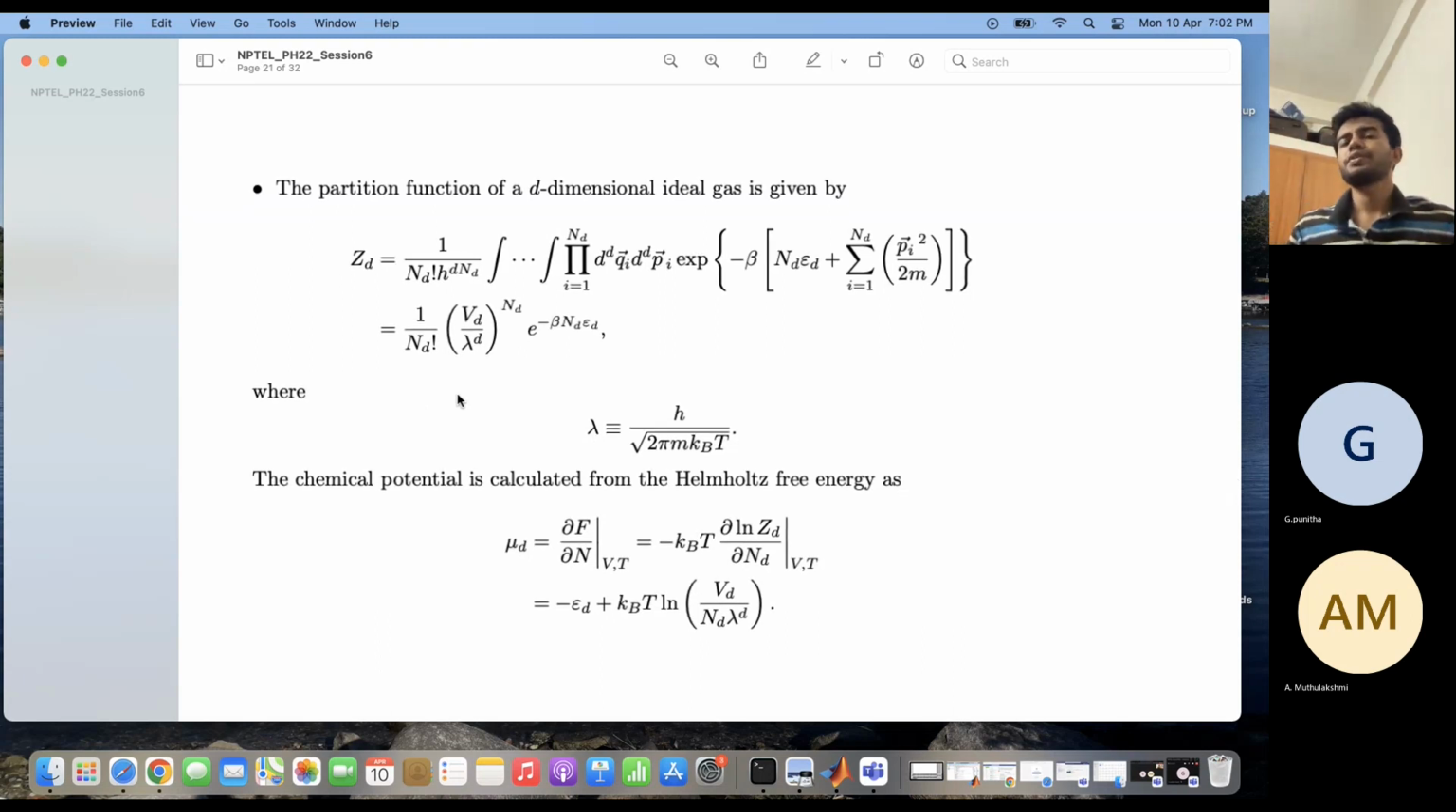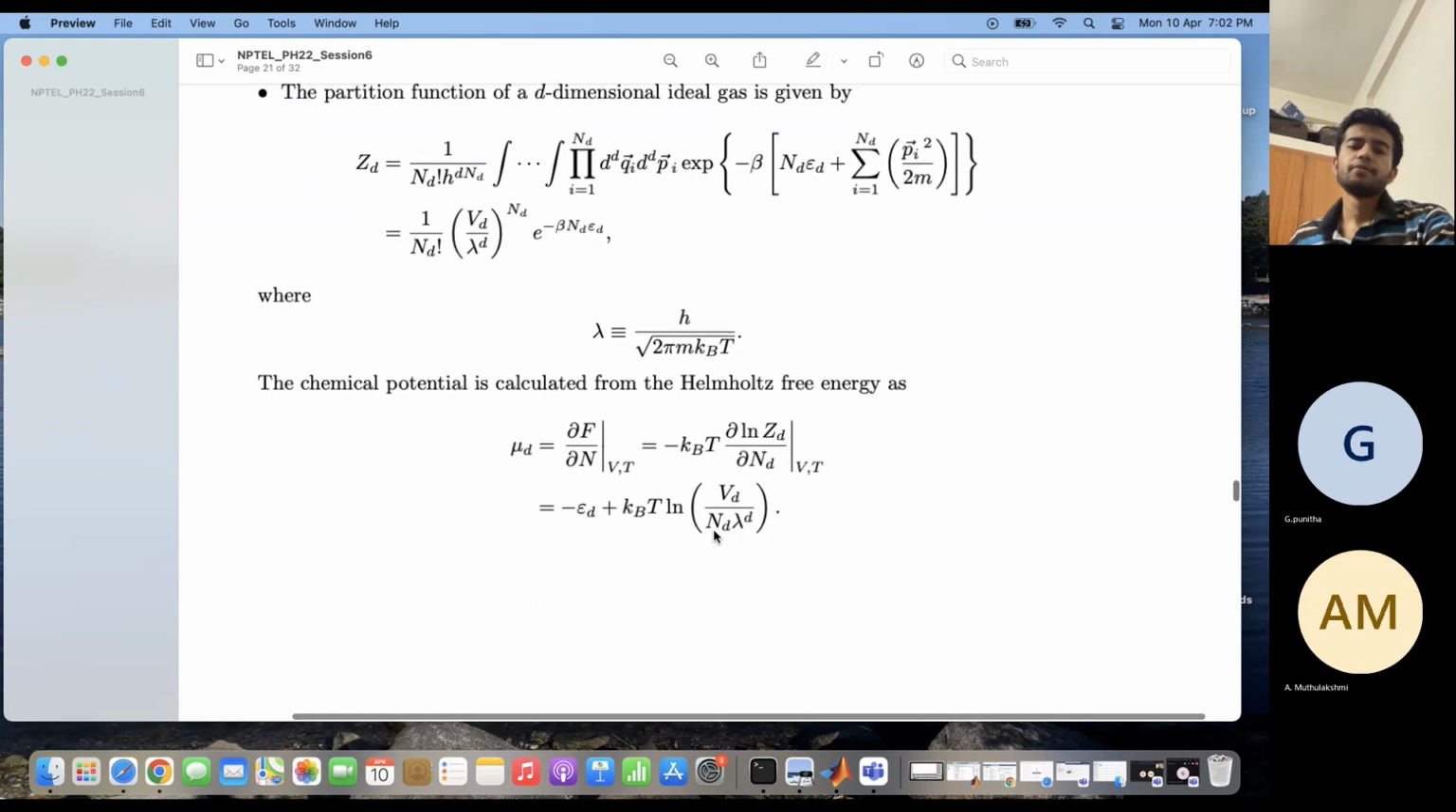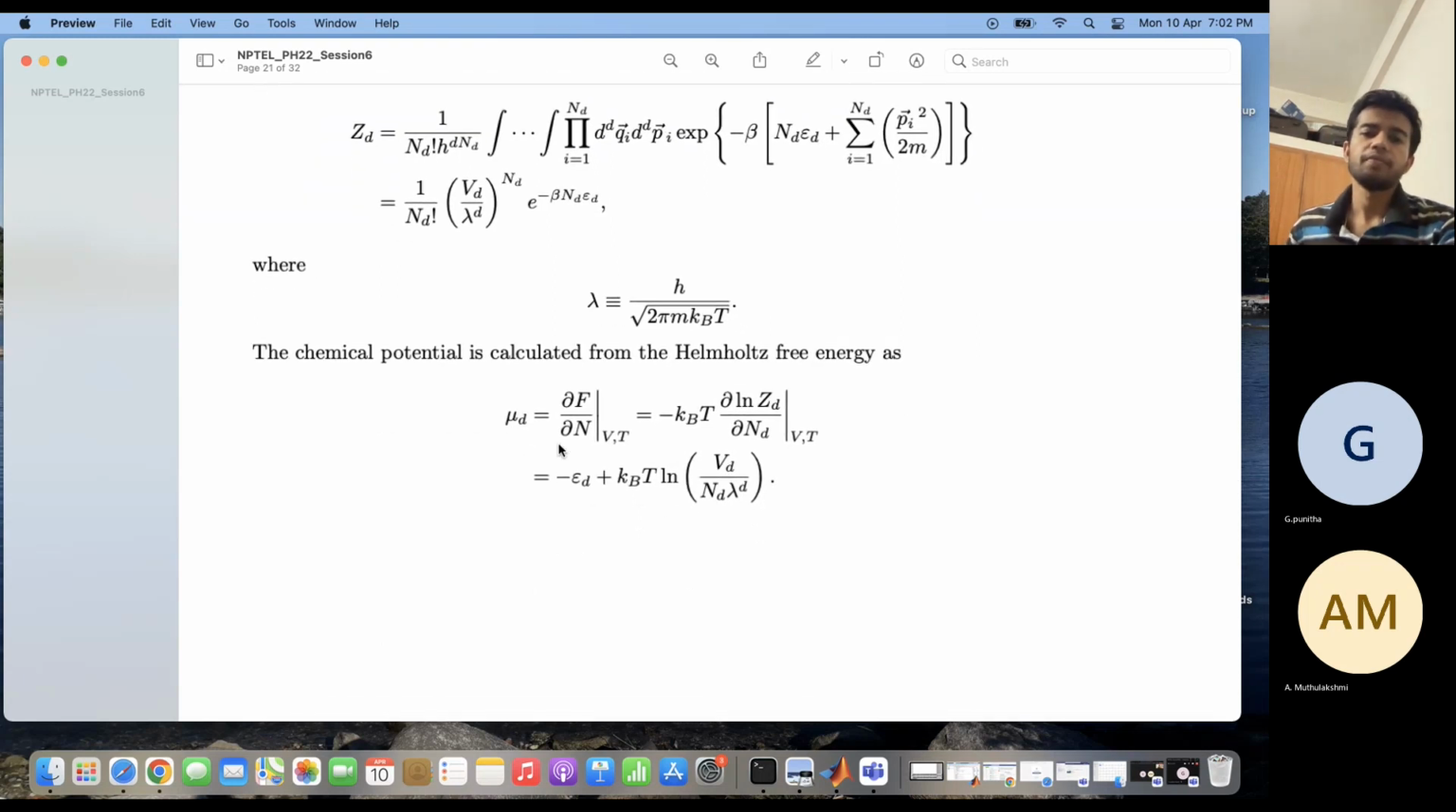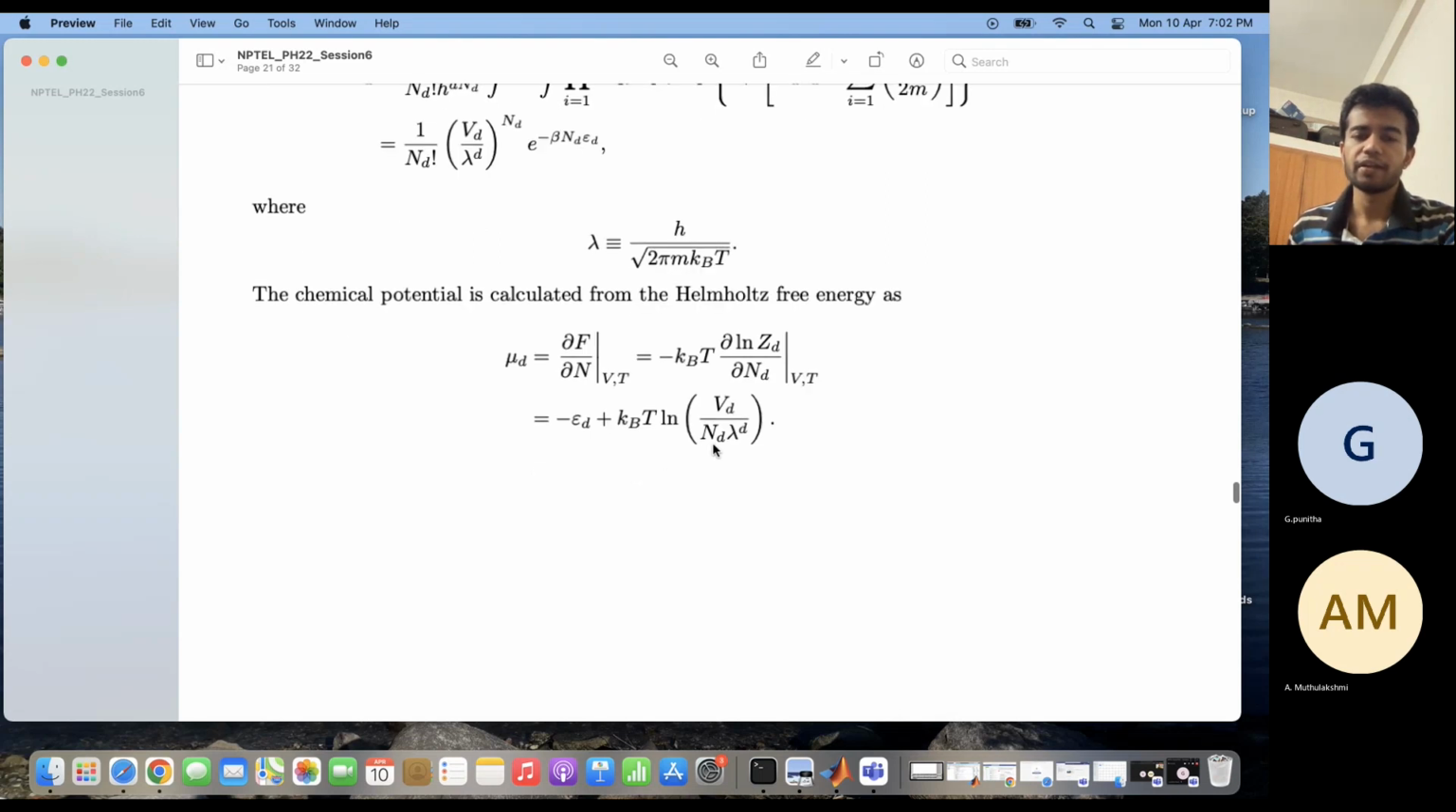And once we know the partition function, we can calculate the chemical potential as del F by del N. F is the Helmholtz free energy, which is equal to minus k_B T ln Z. So this is equal to minus k_B T del ln Z by del N_d. From this, I obtain that mu_d is equal to minus epsilon_d plus k_B T ln of V_d by N_d lambda^d.